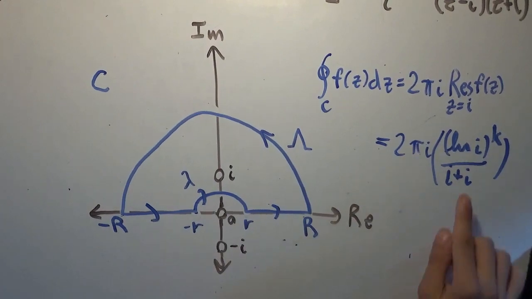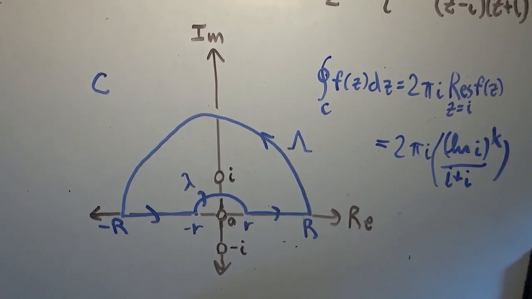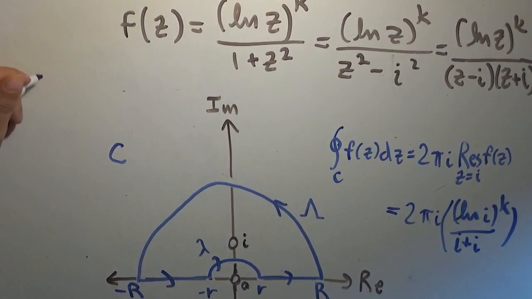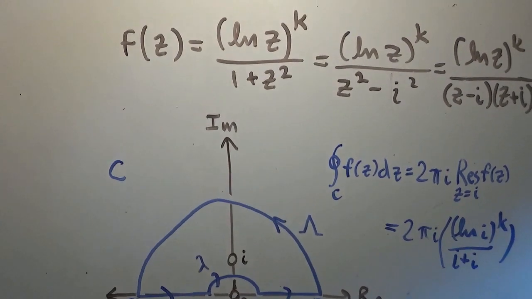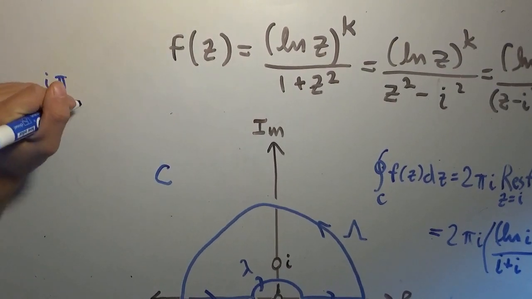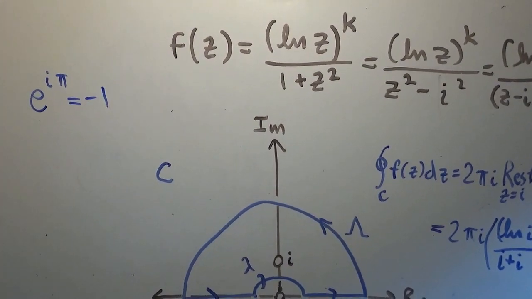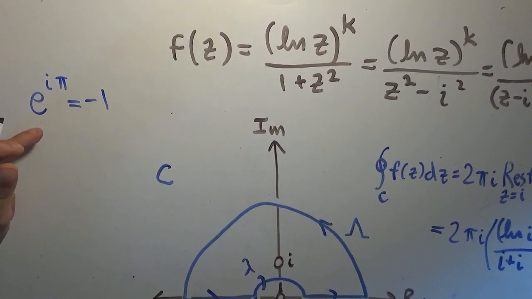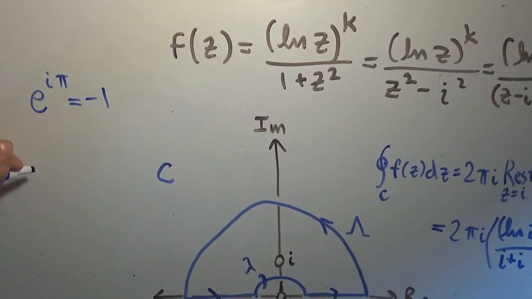And we have to ask ourselves, what's the natural logarithm of i? Well, we have to do that from Euler's formula, right? And I'll prove that at some point. So we know from Euler's formula that e to the i pi is equal to negative 1. And so if we take the square root of both sides, which is the same as the 1/2 power, we get that e to the i pi over 2 is equal to, what's the square root of negative 1?